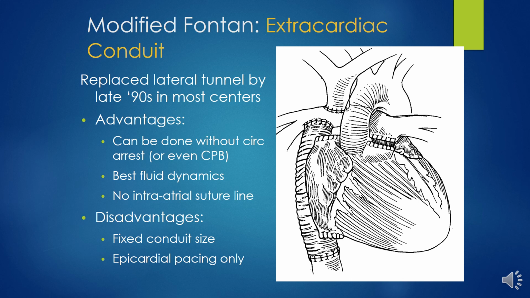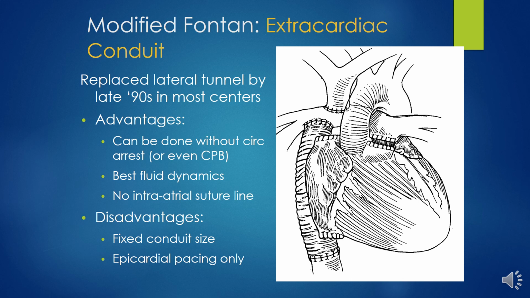The IVC is divided at the entrance into the right atrium. The cardiac side is oversewn, and the hepatic side is anastomosed to an 18 to 20 millimeter PTFE tube graft, which is then anastomosed to the inferior aspect of the central pulmonary arteries.